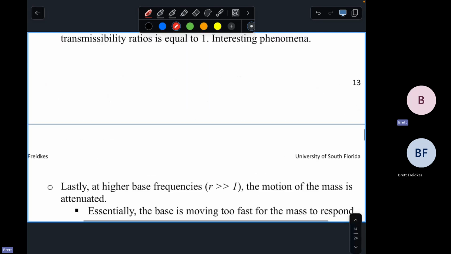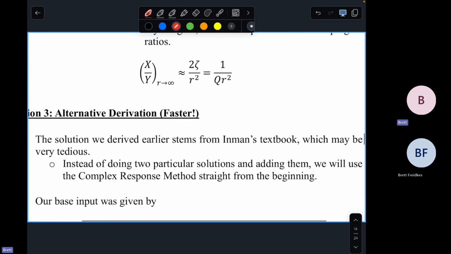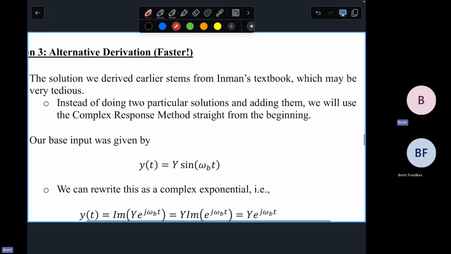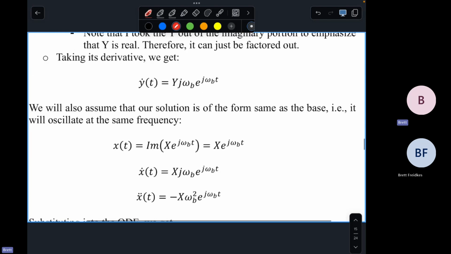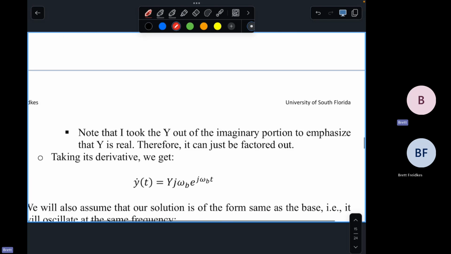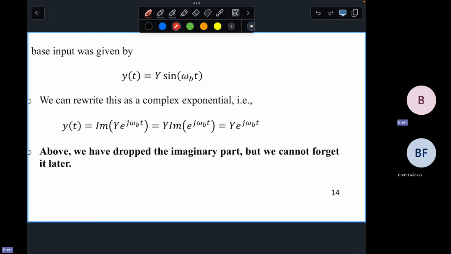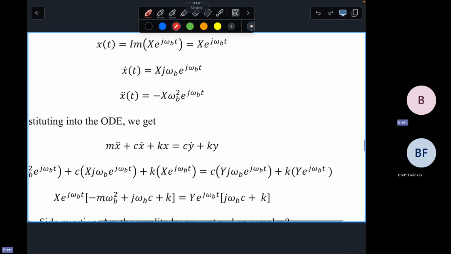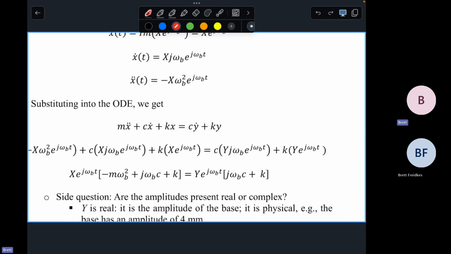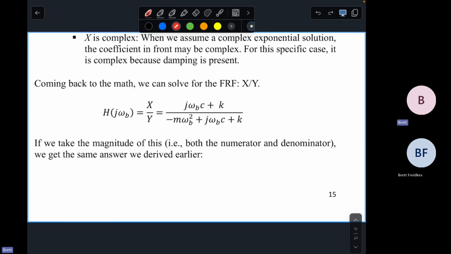I go through some conceptual stuff here that I want you to read. I also do an alternative derivation in the notes where we do the complex response method, where we say that y of t is equal to y e to the j omega t. This is exactly the same thing we did before in note set 9. We'll take derivatives. We assume this form for y, and our x will be of the same form. We'll plug all those derivatives into this expression and solve for displacement transmissibility, x over y.